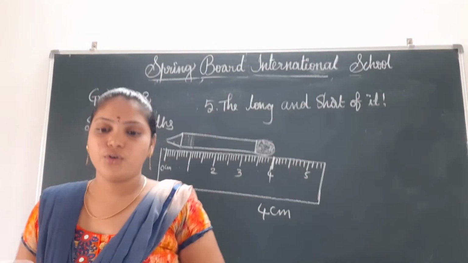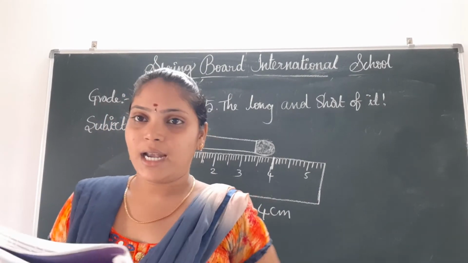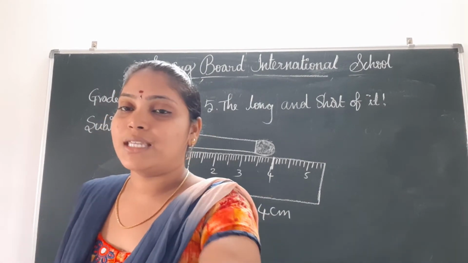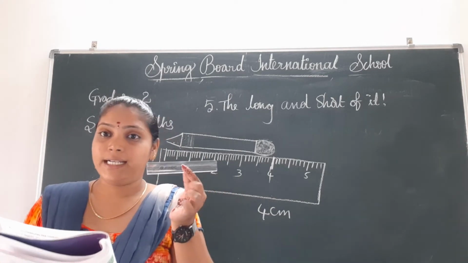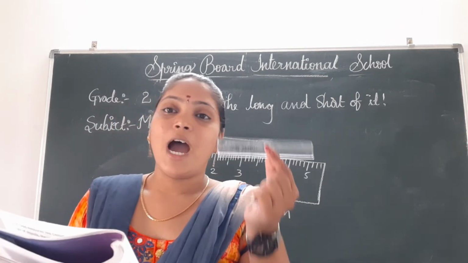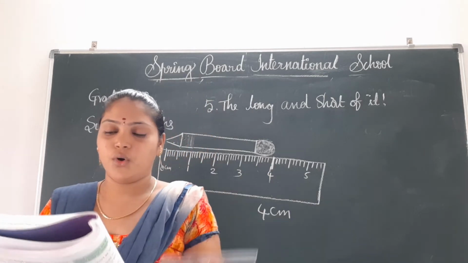So you have to use a scale to measure the length of an object. In the scale, a total of 15 points are marked on it, and it is 15 centimeters. And we are also using a long scale.